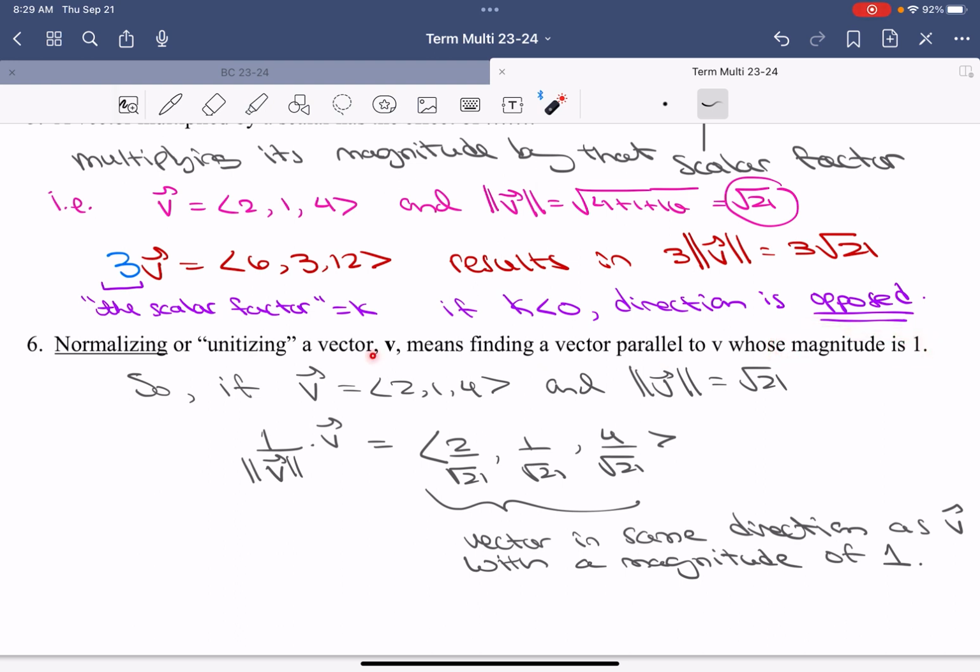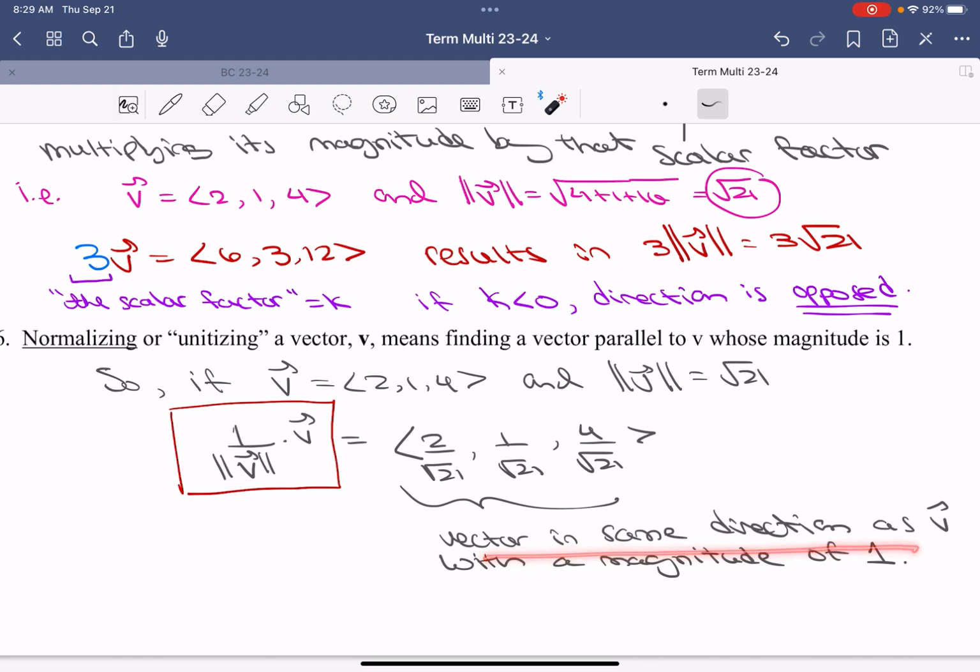Here's an example. Here's a vector v in 3-space, and you know vector v has that magnitude. If I multiply a vector by 1 over its magnitude, which is a very common operation you will do, it results in a vector in the exact same direction as vector v with a magnitude of 1. And having a vector of magnitude 1 is going to simplify our lives and computations immeasurably as we move further into multi. Right now you can't really see why this is going to be helpful for us, but I promise you will.